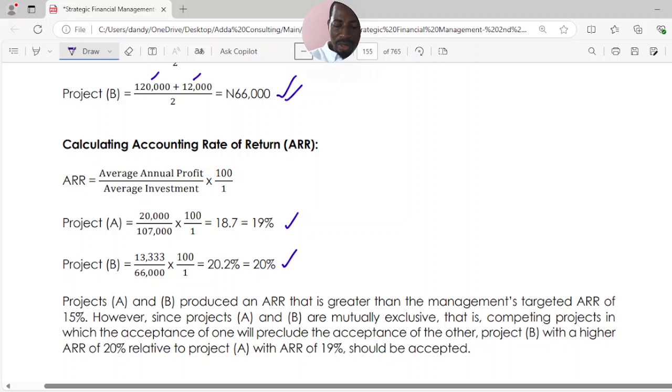And when you look at our calculation, both project A and B have ARR that is greater than the 15% targeted ARR. However, we have to select only one of the two projects because it's mutually exclusive. The company can only undertake one. Therefore, project B. All right.